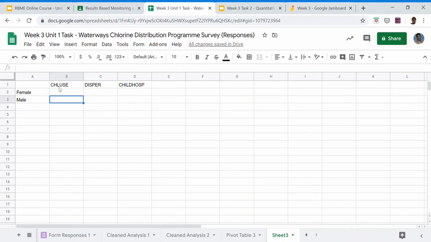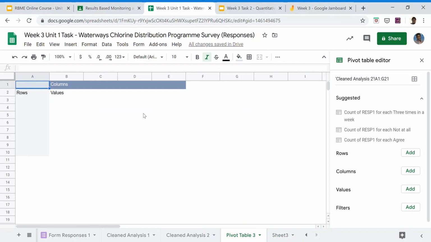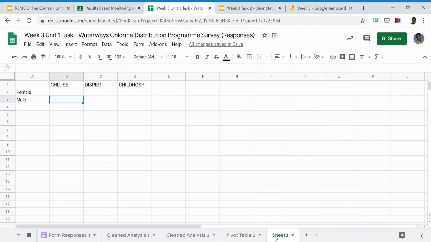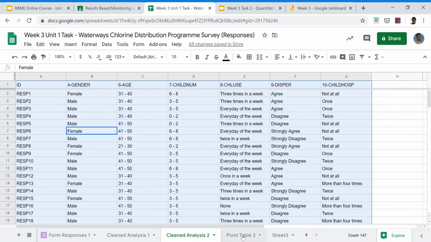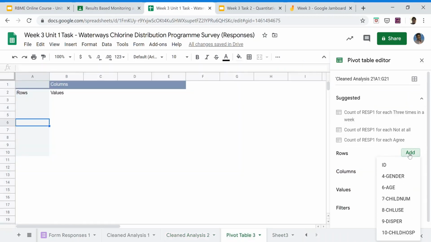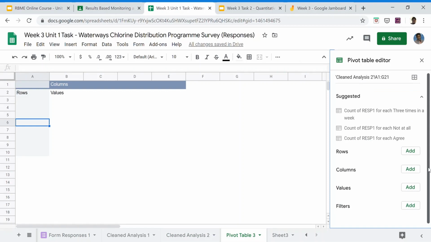So I can have something like this. Then let's go back to a pivot table. It's just the same thing that you might have here. When you click, you have rows and columns being suggested on the right hand side. So what that shows is, let's go back to the sheet. Look at it, the rows are male and female, right? So that's gender, so you go to rows.